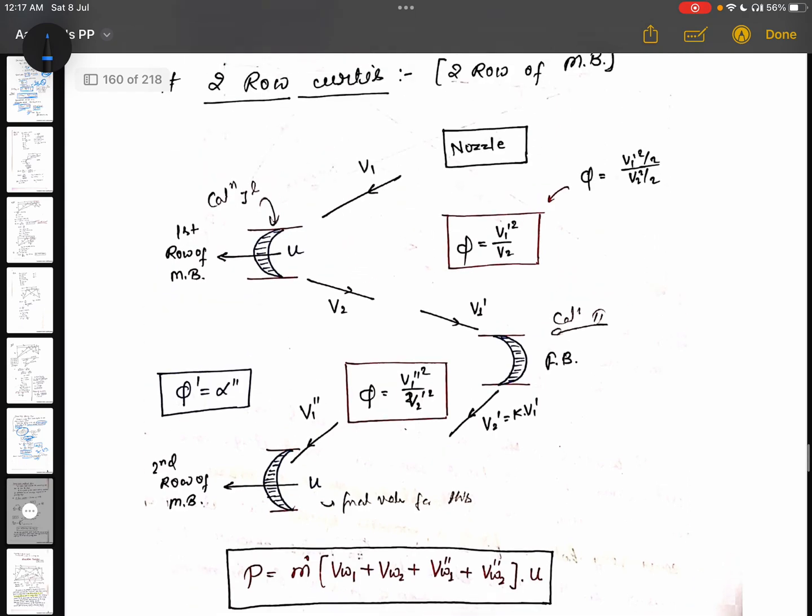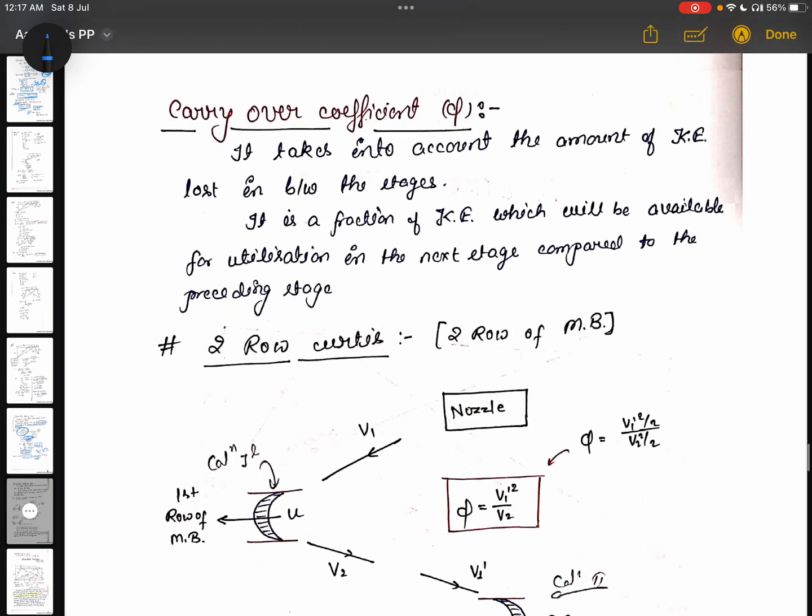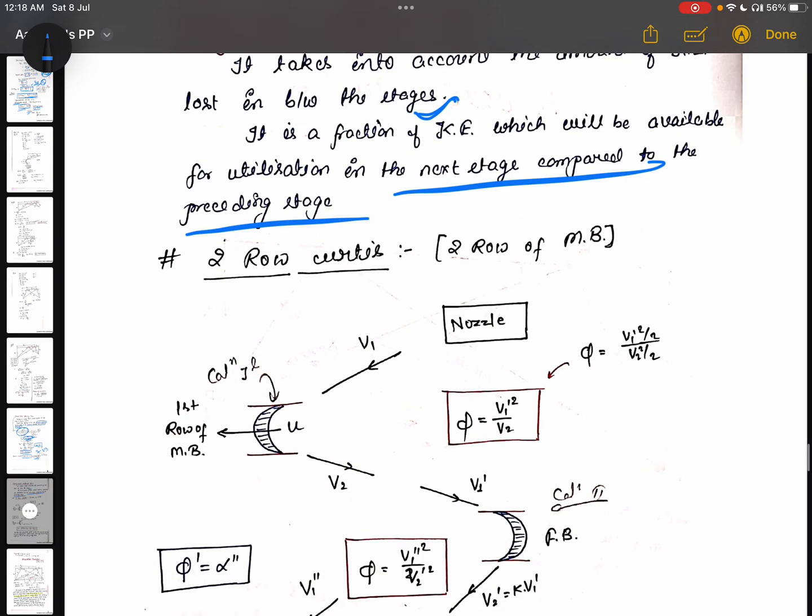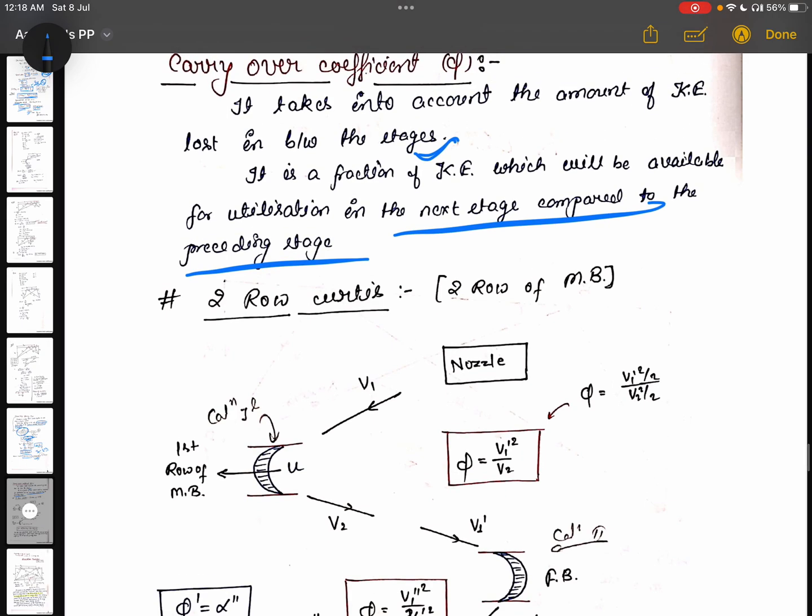Then we'll cover the carryover coefficient. What is the carryover coefficient? It takes into account the amount of kinetic energy lost in between the stages. Whatever kinetic energy is lost between the stages is accounted by the carryover coefficient. It is the fraction of kinetic energy which will be available for utilizing in the next stage compared to the preceding stage.